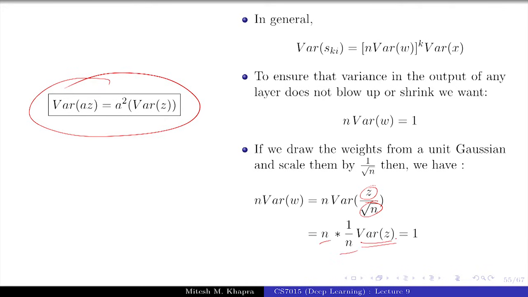And what is the variance of z? What did I assume about z? It came from a normal distribution, 0 mean and unit variance. So the variance of z is 1. That means this quantity, n times the variance of w, is going to be 1 if I have initialized my weights such that they are equal to this.